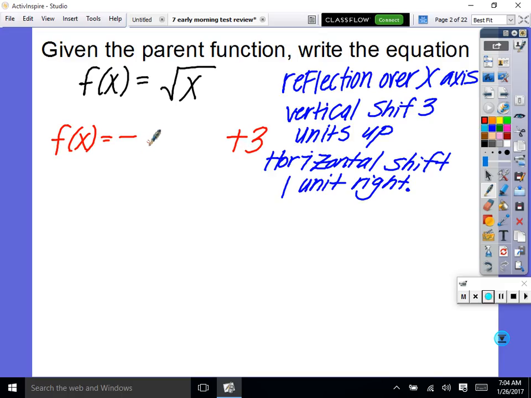So there's no stretch or compression, so you'll just have square root of, and then 1 unit right, that's plus, so you do the opposite. So x minus 1, like that, right? This is what it would look like. Pretty straight. Those ones are pretty easy if you don't make little errors.